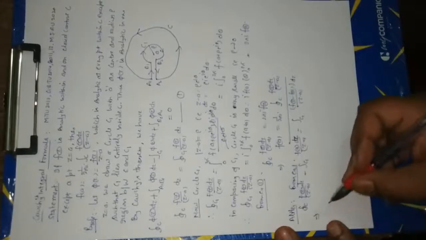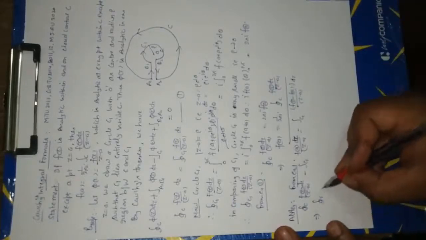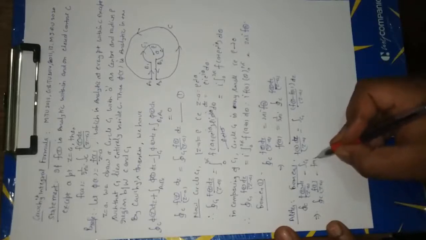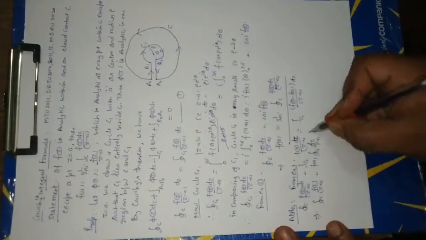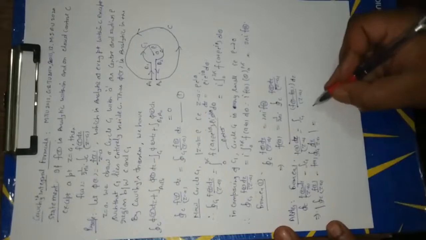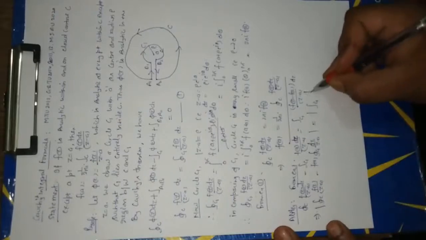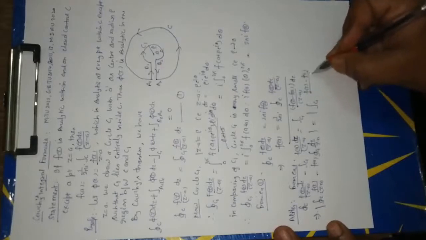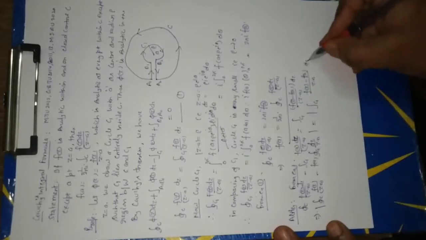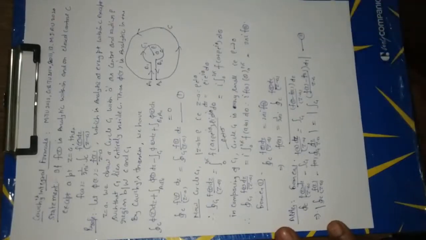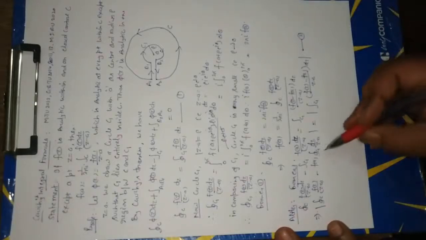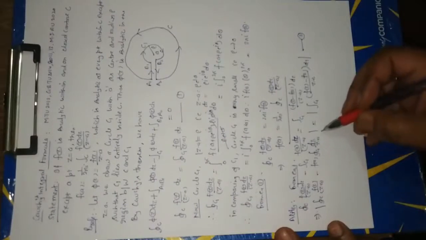Taking modulus both sides, modulus of integration over contour C of f(z) upon z minus a, minus f(a) integration over contour C1 of dz upon z minus a, is equal to modulus of integral over contour C1 of f(z) minus f(a) upon z minus a dz. This is represented by equation number 2. First we calculate the value of integral over contour C1 of dz upon z minus a.